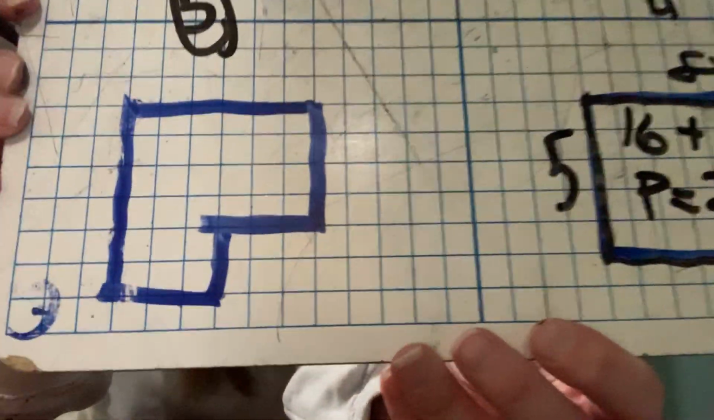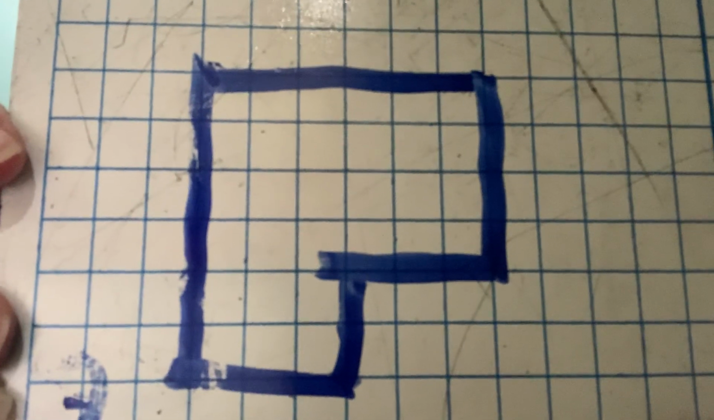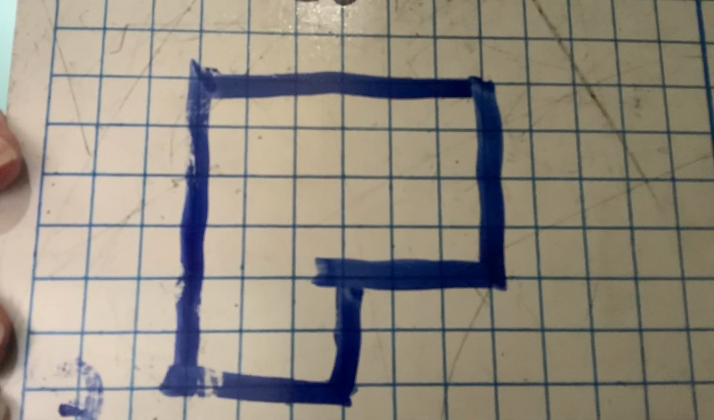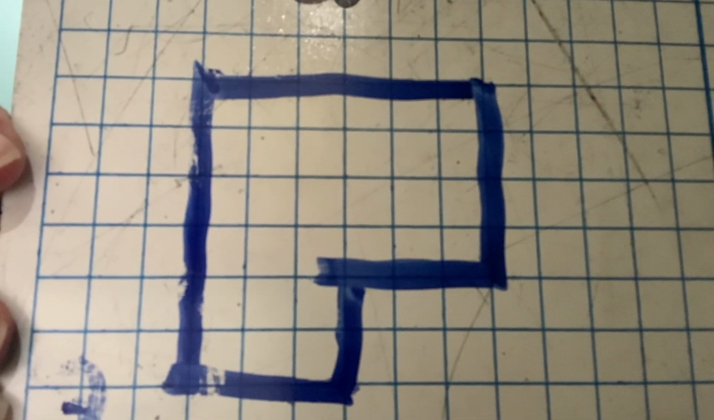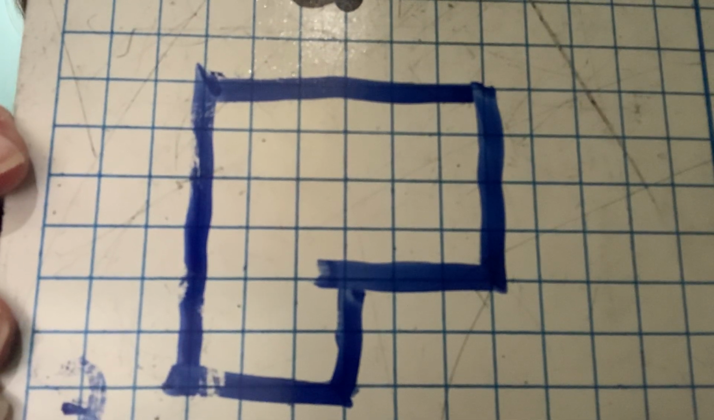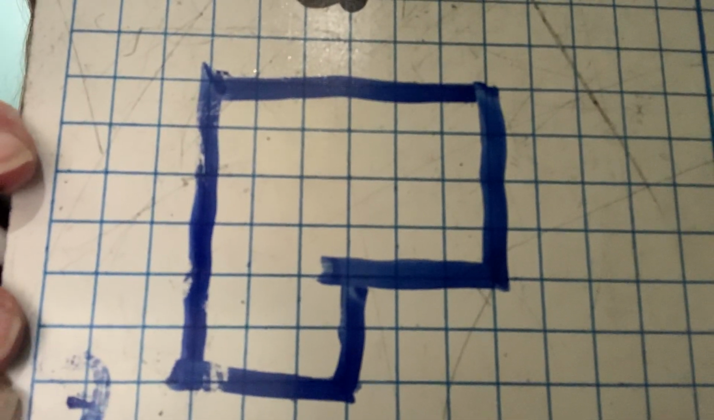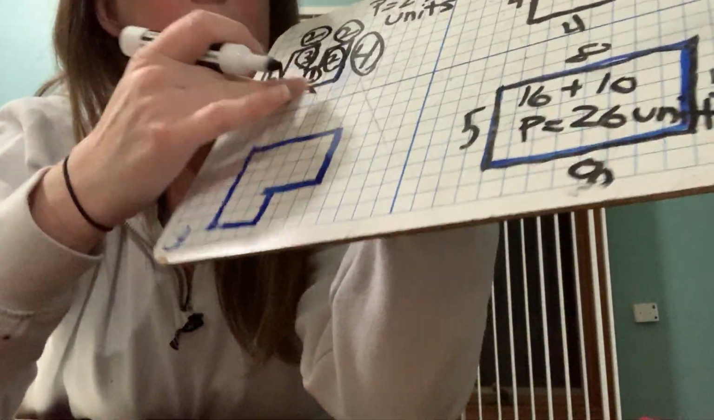And now I want you to try counting this last one. I know it's hard when you don't have a paper in front of you. Use your finger. I'll give you about 30 seconds and see if you can tell me the perimeter. All right, let's see what we have. I'm going to erase this so I don't mix it up.